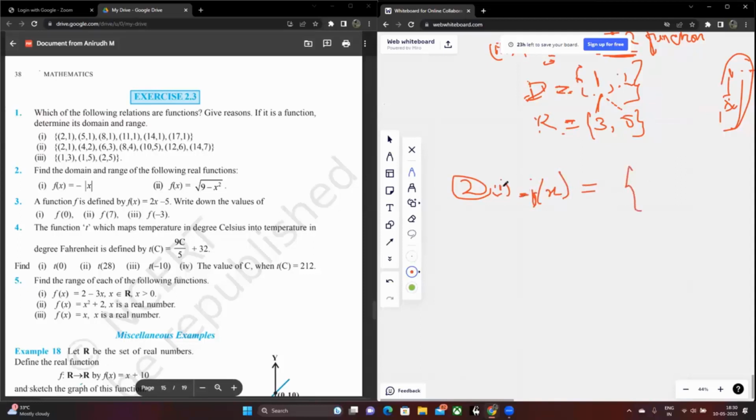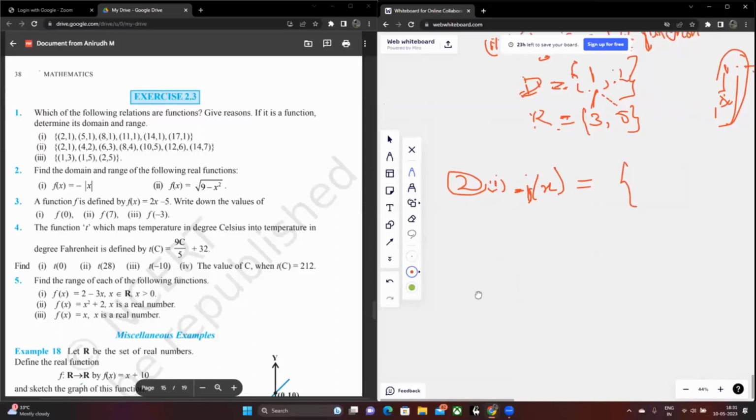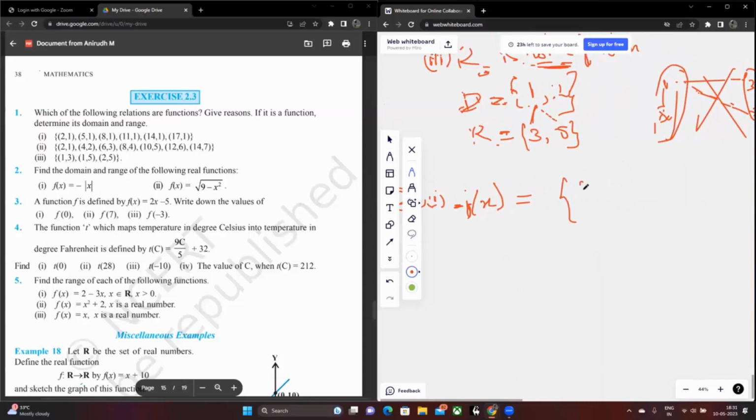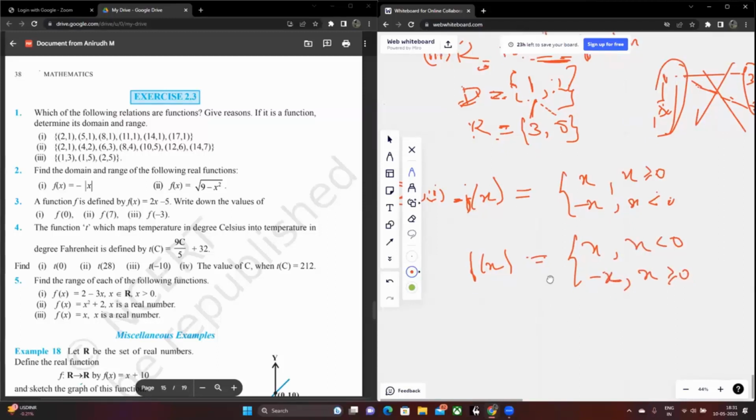If I take -1 times f(x), the scalar multiplication of -1 and f(x), I'm going to get mod x, which is basically x and minus x, depending on if x is greater than or equal to 0 or if x is less than 0. This is minus f(x). So f(x) is going to be x if x is less than 0 and minus x if x is greater than or equal to 0. You have that being f(x).